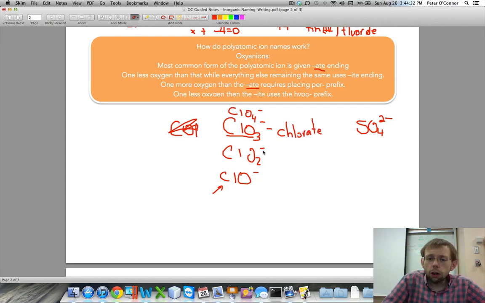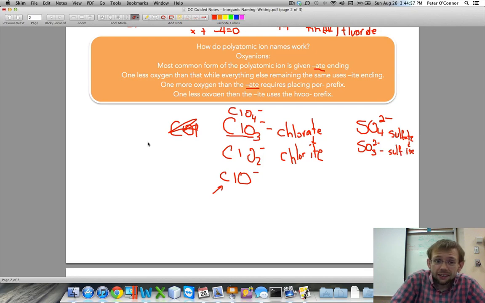So this is chlorate. Anytime we look at the polyatomic ion that has 1 less oxygen, we change that ate to an ite. Every time. I don't care what polyatomic oxyanion we're dealing with. An oxyanion just means a polyatomic with oxygen. Okay, so this is going to be chlorite. Right? So remember, this is sulfate. So 1 less oxygen than it, SO3 2 minus. Well, that ate turns into ite. So that's sulfite.